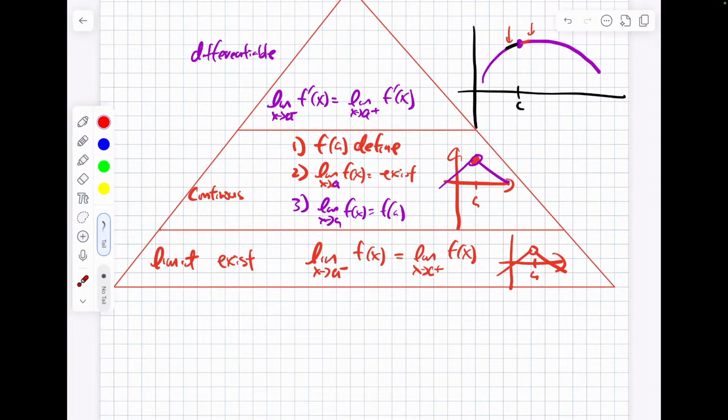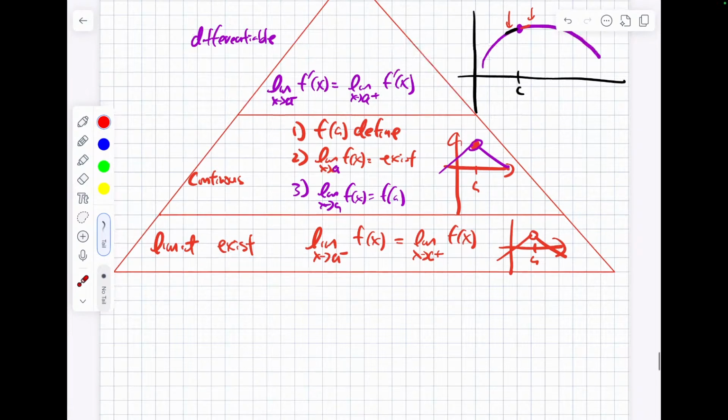Okay, you must understand that order of hierarchy. This is the highest hierarchy. If you have this, that means you have all the things on the bottom. If you have this, that doesn't mean you have this. Is that okay? That's the understanding.